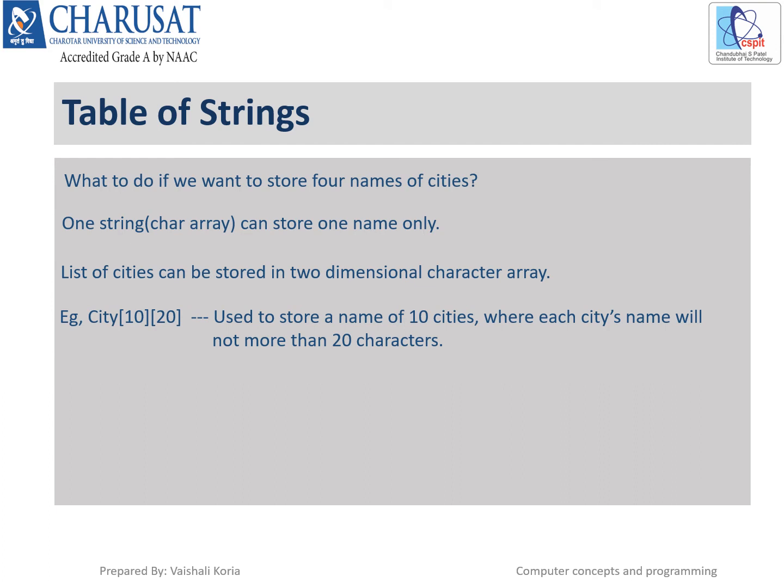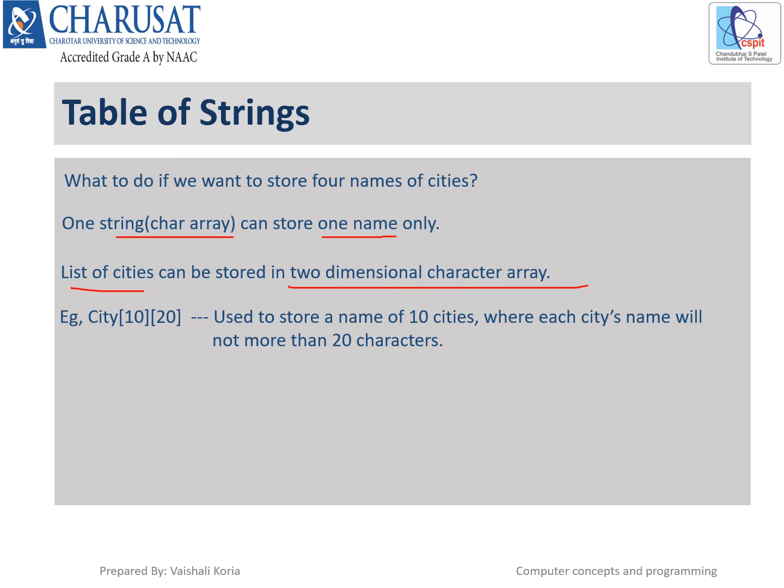Next is, what if we want to store a table of strings, right? From the previous discussion, we concluded that if we declare a character array of a certain size, we can store one string in it. But what if I want to store a list of names, a list of city names, or a list of student names in one array? How is it possible? If you want to store a list of cities, one character array is not sufficient because it can store only one name. So you can store it using a two-dimensional character array.